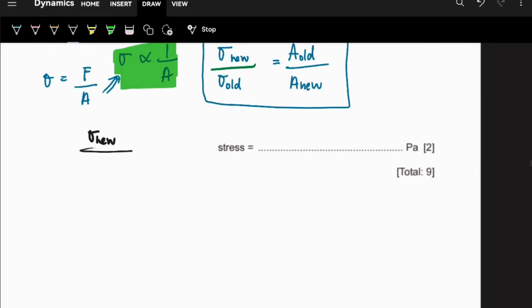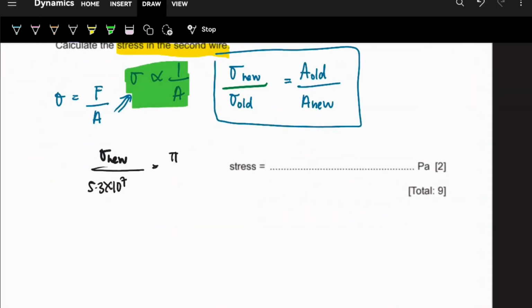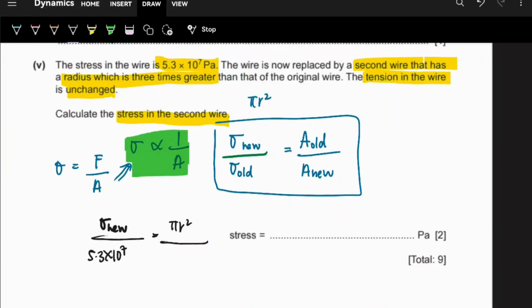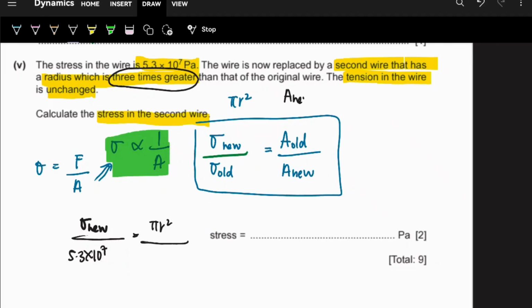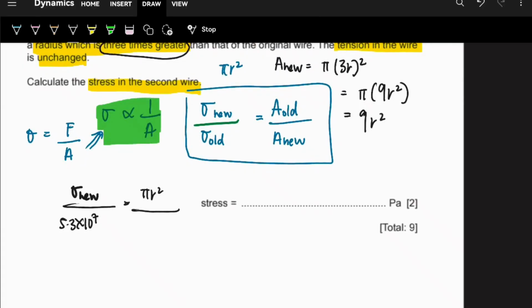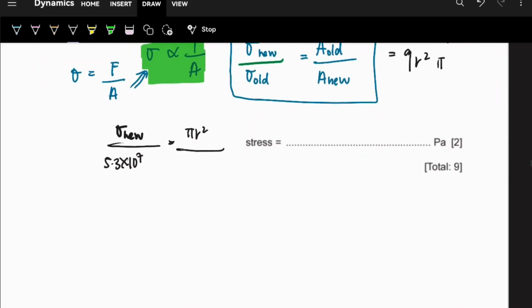Okay. The old one is 5.3 times 10 to the power 7. What is the old area? Pi r square. Right? New one has a radius that is 3 times greater. That means area of new one is pi 3r square. Make sure you square outside. Do not square the 3 and then forget to square your r. Very dangerous. Pi 9r square. Square the entire thing in the bracket, which will definitely give you 9r square pi. So that is your new area, 9r square pi.